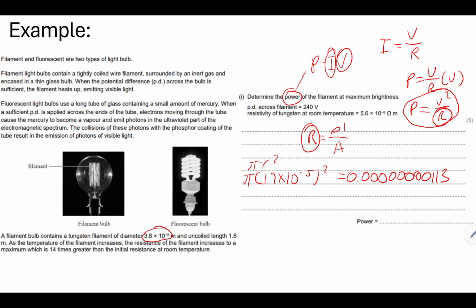0.00000000113 meters squared. And that is the area, and we're given rho, which is over here, and we're given L, which is over here, 1.6. So we can just find R by substituting these values in. So when we do that, we will get R to equal 79 ohms.